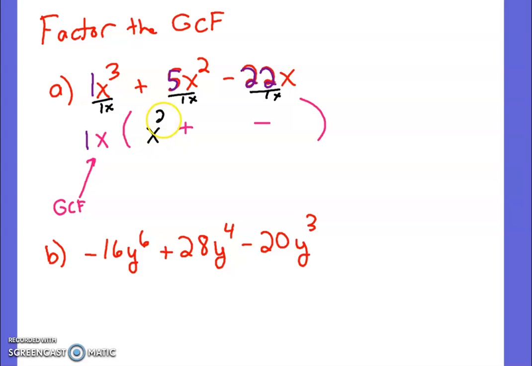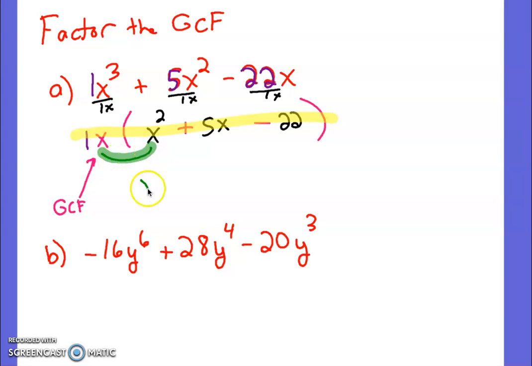So this is going to be x squared. This is going to be 5x. And this is going to be 22. So all of this is your answer, again including the GCF. And again, I'm going to remind you, how do you double check this? Well, I double check this by using the distributive property.